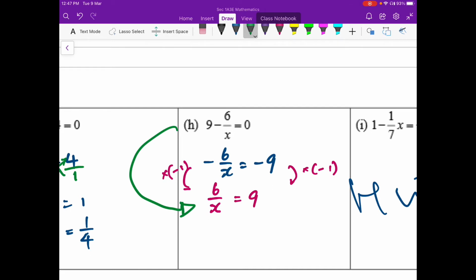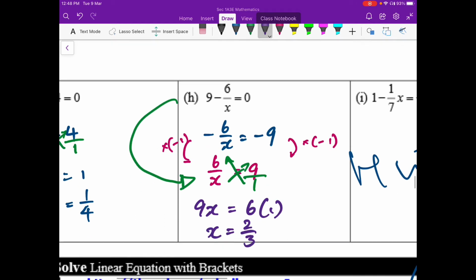So from here on, how do we proceed? Again, you can times x to both sides, and you get 9x equals to 6, and you solve for x. Alternatively, just put it as over 1. Draw the arrows to indicate 9 times x equals to 6 times 1. And it is the same thing. 9x equals to 6 times 1. x must be 2 over 3.